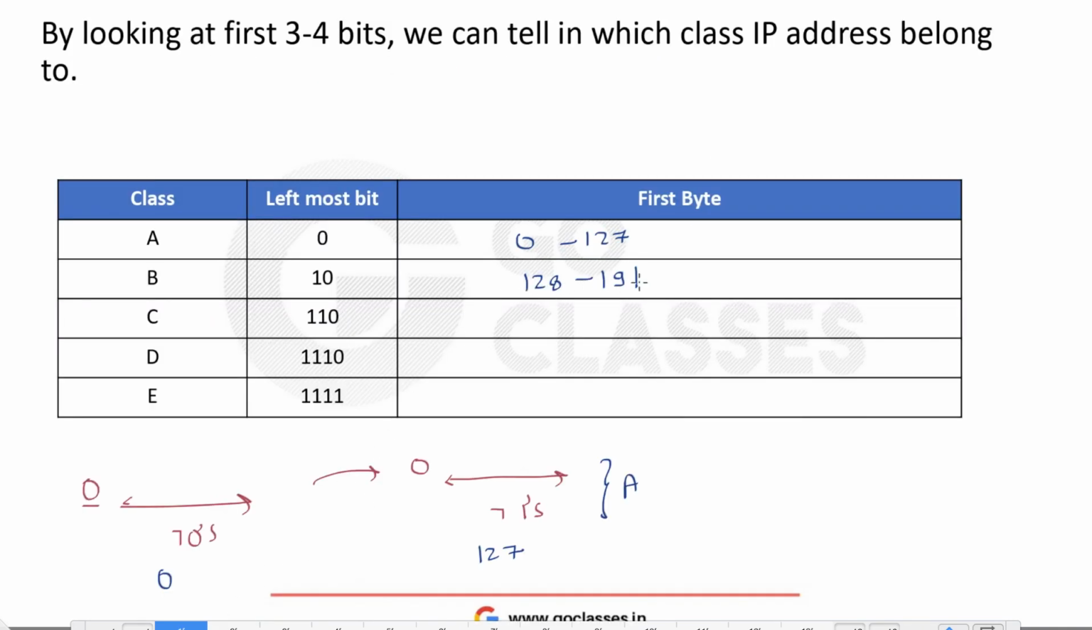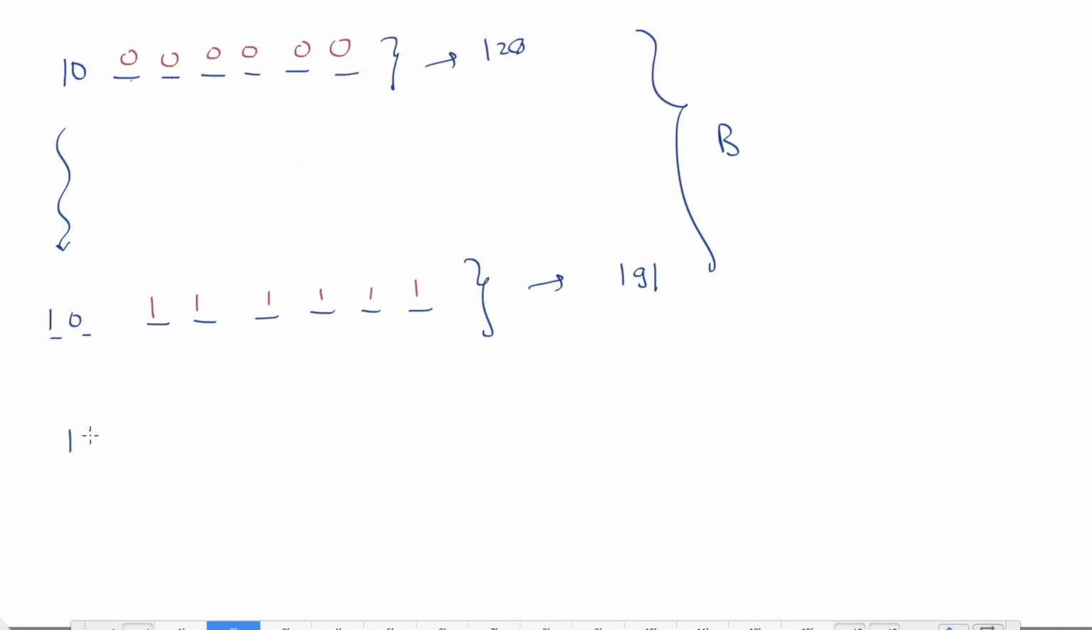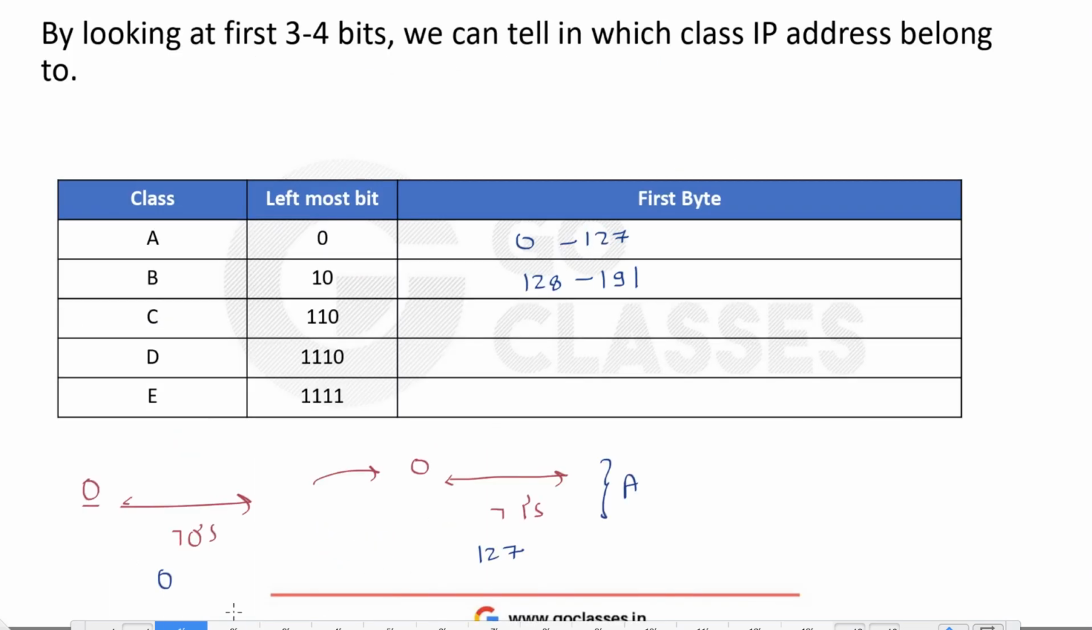Similarly, for class C, you have 110 as a prefix. If 110 is fixed as a prefix, then it will range from 110 and then five zeros, because I am talking about the first byte only. Otherwise, an IPv4 address is 32 bits, but I am only talking about the first byte. So 110 is fixed, then you have five zeros to five ones. This is 192 till 223. So you have 192 to 223.